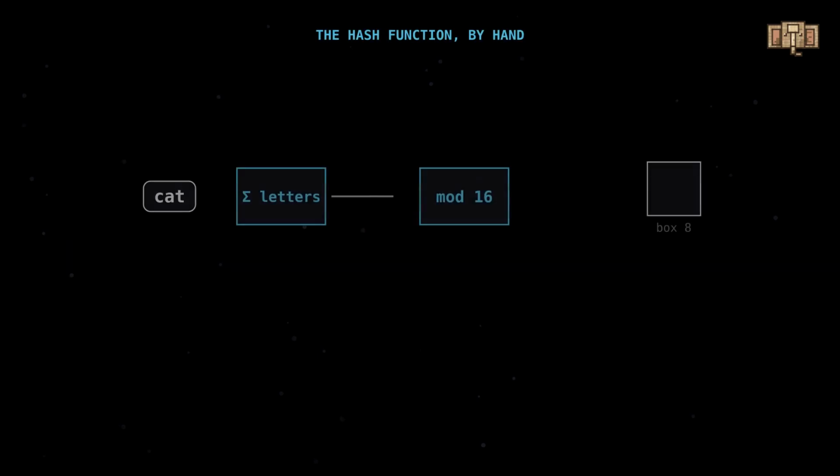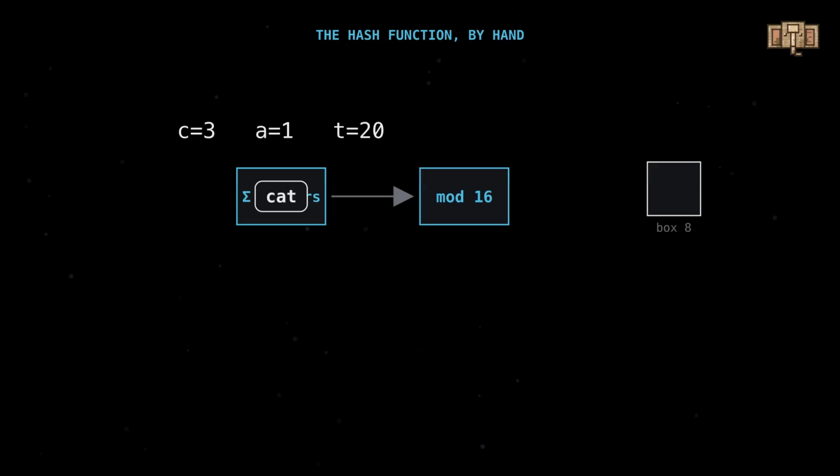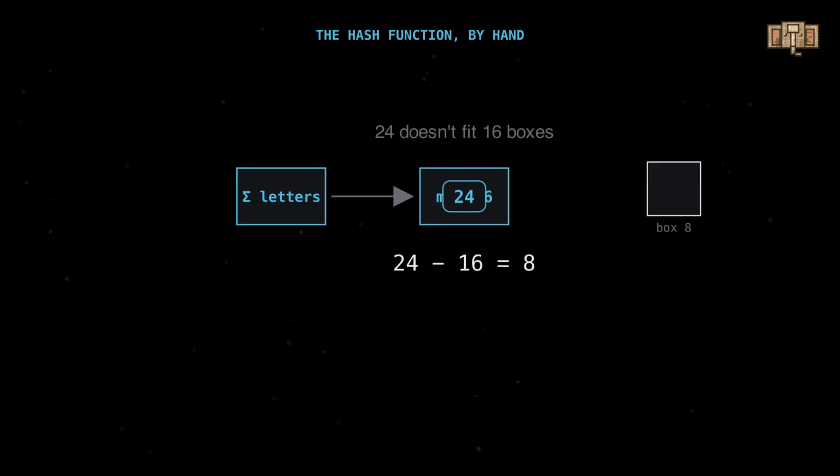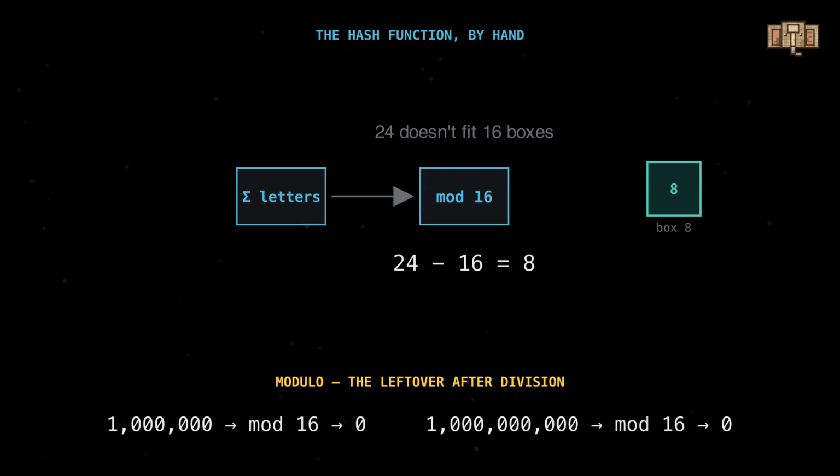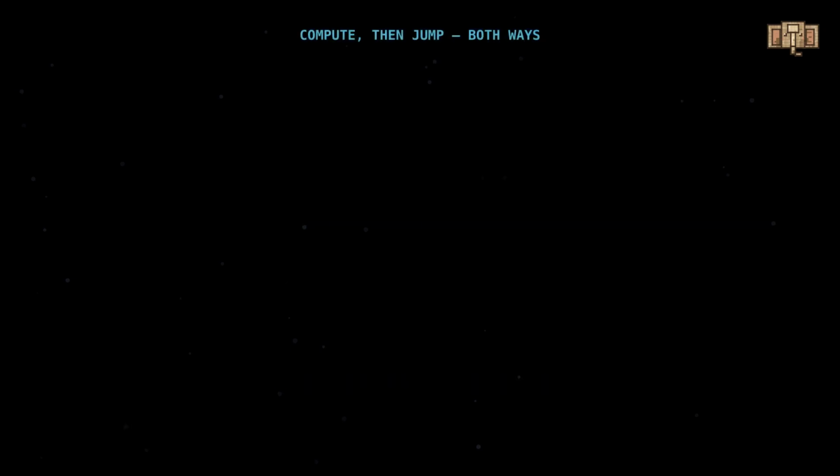Let me build the simplest, honest machine by hand. Take the word cat. Add up its letters by position in the alphabet. C is 3, A is 1, T is 20, and that sums to 24. But 24 does not fit a 16-box wall, so we take the remainder after dividing by 16, and 24 leaves 8. So cat lives in box 8. That remainder step is the funnel, because a million, a billion, any number at all, the remainder always lands inside the table.